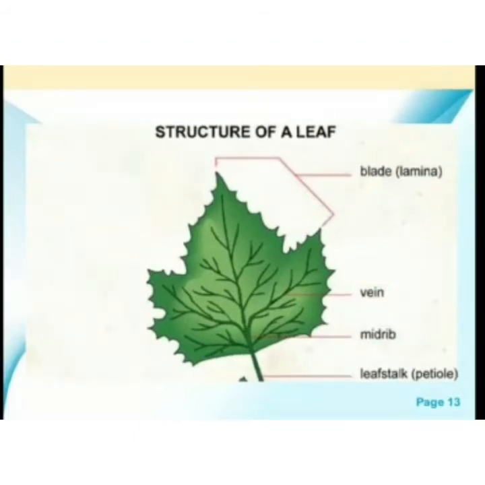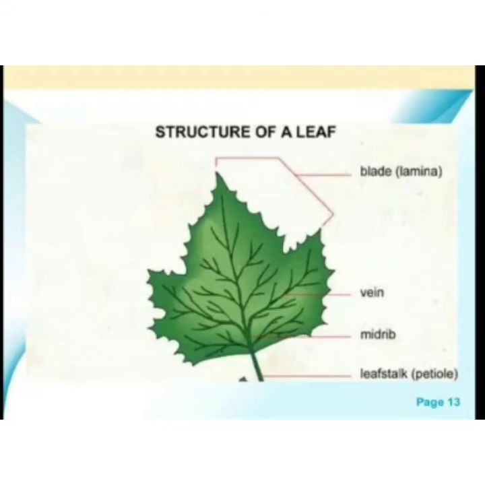Okay. Now, the structure of a leaf. In that part, we had already discussed that the outermost part, which is in blade shape, is known as the leaf blade or lamina. After this, the thin lines which you see on the leaf are known as veins. Next, the thick thread-like structure in the middle of the leaf is known as the midrib. We can say that a thick vein in the middle of a leaf is called the midrib.